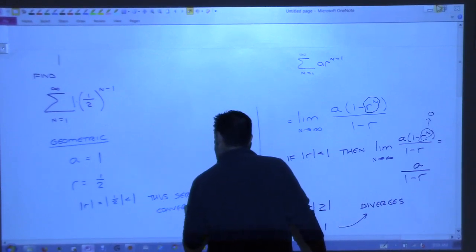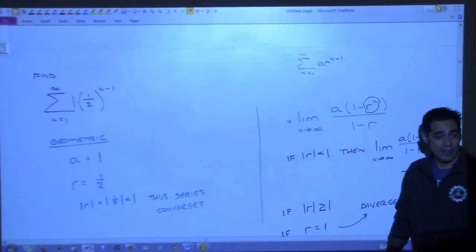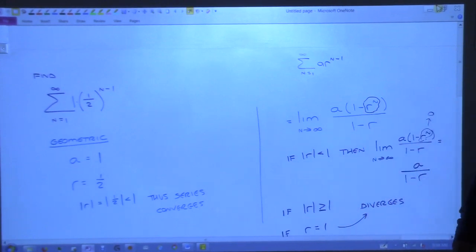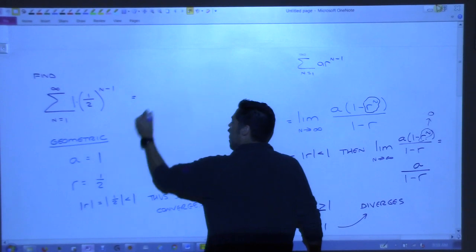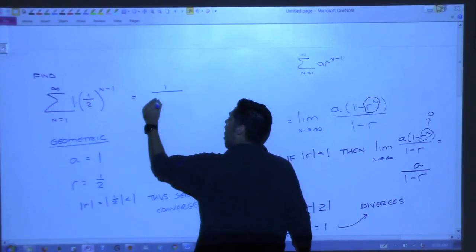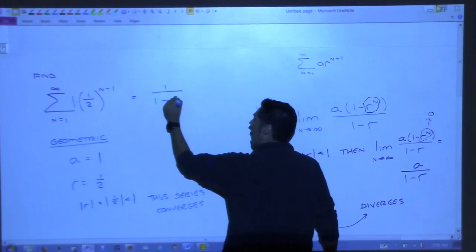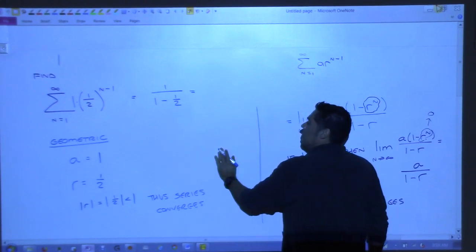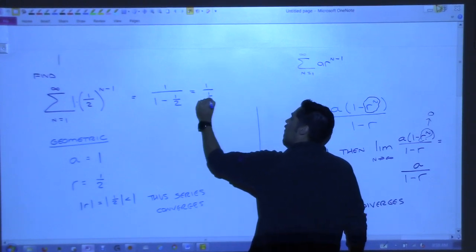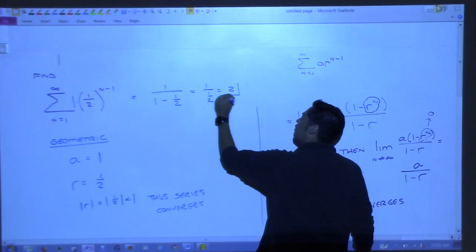But because it's geometric and it converges, we can actually find the sum. The sum is going to be A over 1 minus R. So this sum is going to be A, 1, over 1 minus 1/2, which is 1 over 1/2, which is 2.